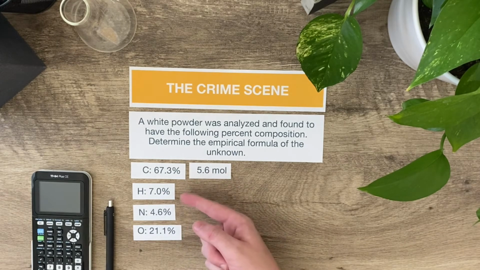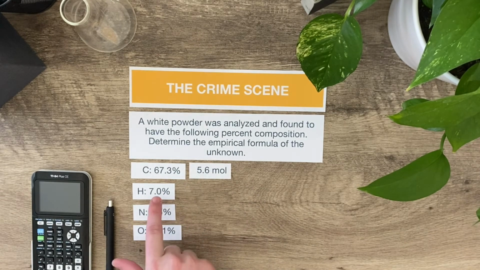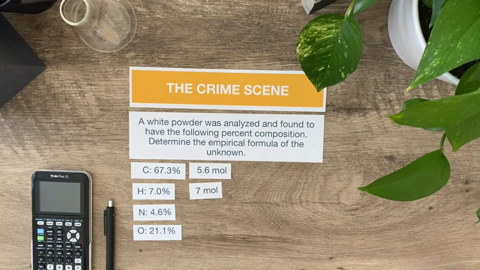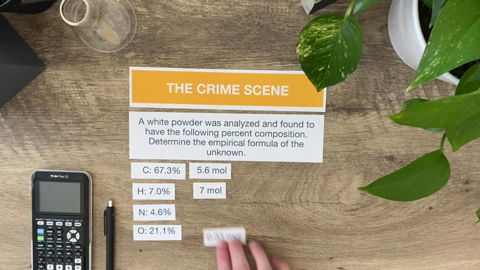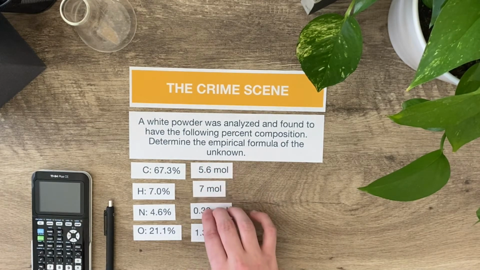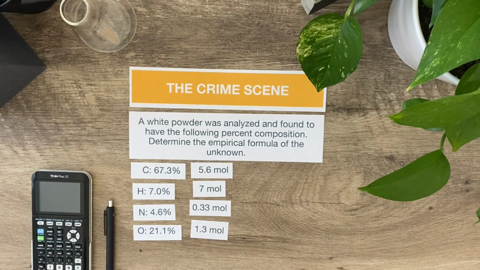And I need to do the same thing for hydrogen, nitrogen, and oxygen. So 7.0 divided by 1.008 is roughly about 7 moles. 4.6 divided by 14.007 is roughly 0.033 moles, and 21.1 divided by 15.9999 is 1.3 moles. This gets me a relationship between all of the elements contained within the molecule.